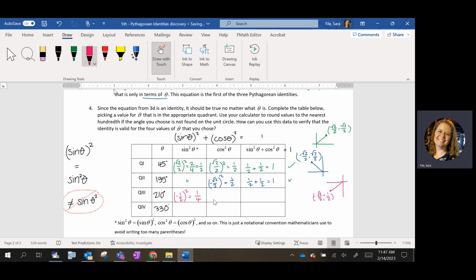Okay, cosine, I've got negative √3/2 squared. So again, if I square this negative, it's going to come out positive. If I square the square root, it cancels and I'm left with just the 3. And when I square the 2 in the denominator, I get 4. So I get 1/4 and 3/4. What's 1/4 plus 3/4? That's also 1. That one checks out.